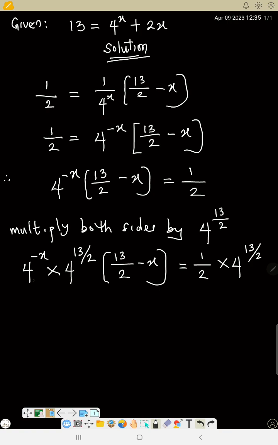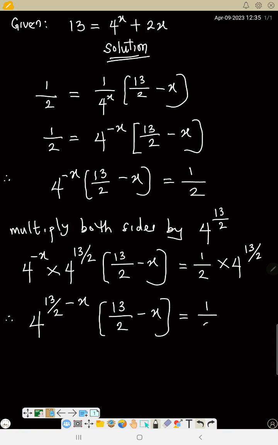So using this, remember the bases are the same, you are going to add the power. So this is 4 raised to power 13 over 2 minus x. Remember, take 1 then add the power. So do you see the power on x now is 13 over 2 minus x, which is what I have here. So you will see where I'm heading now. So this is 13 over 2 minus x is equal to 1 over 2 times 4 raised to power 13 over 2.